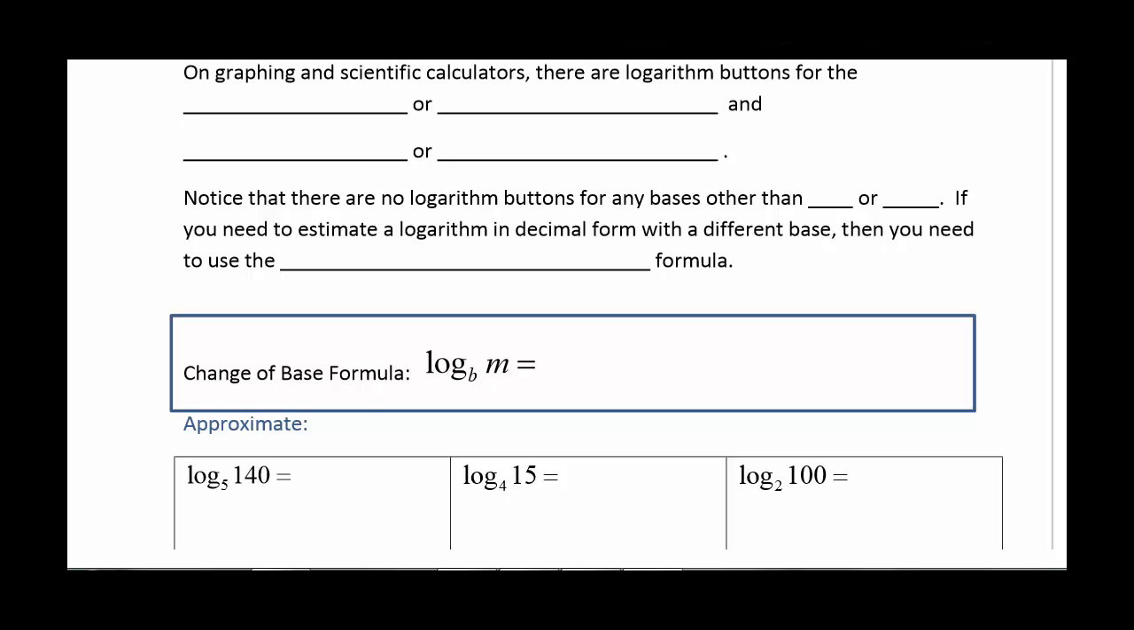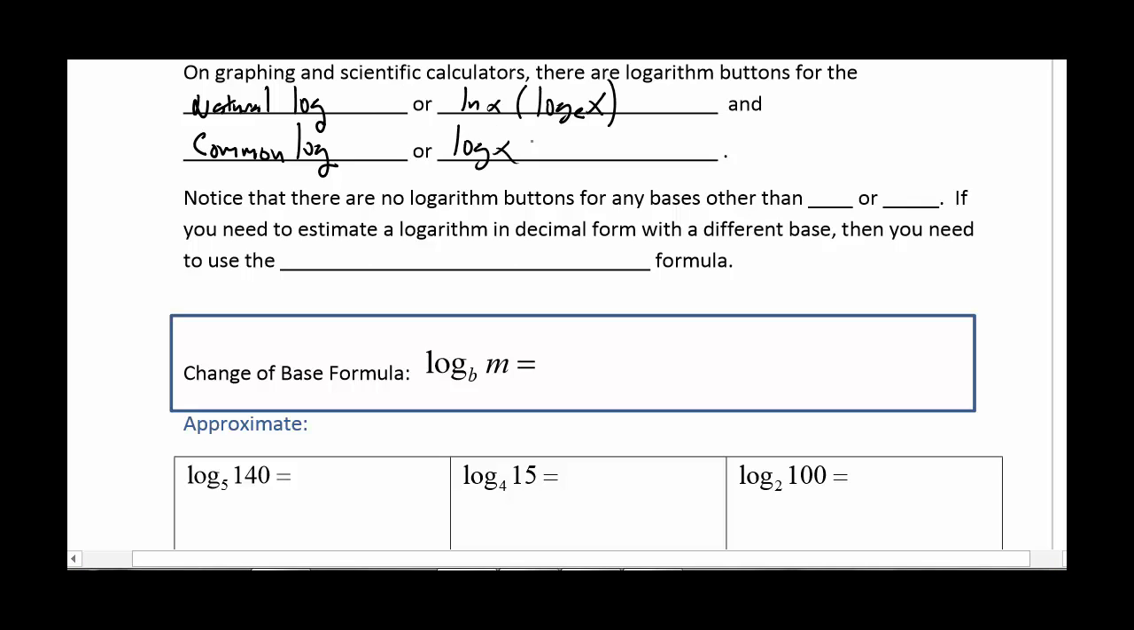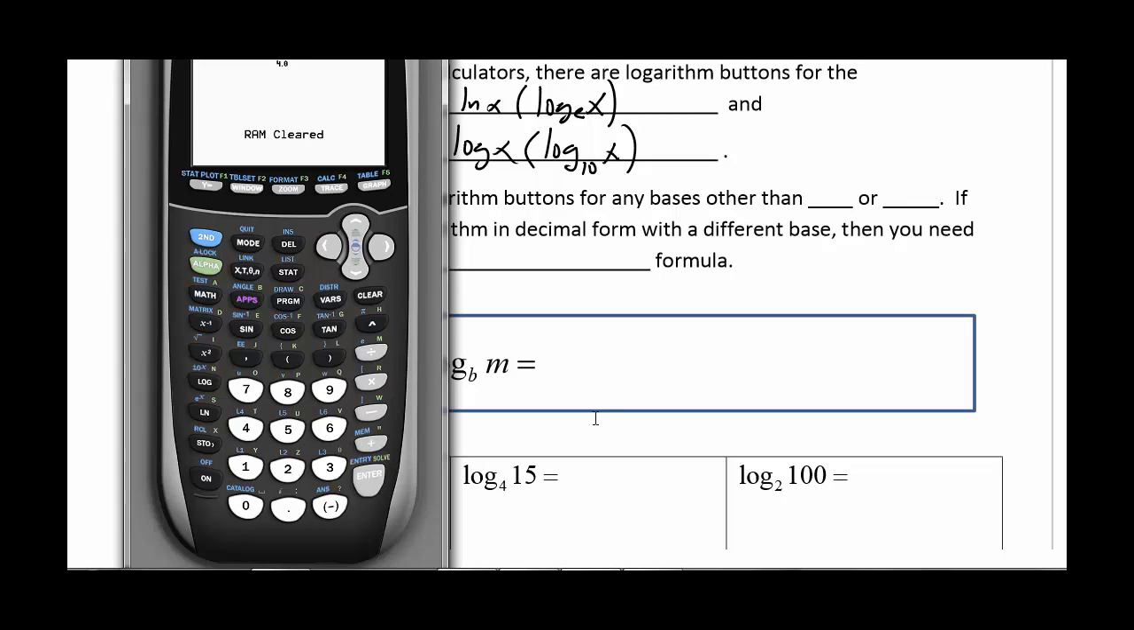On graphing and scientific calculators, there are actual logarithm buttons that allow us to do various features. We've got the natural log button, or the ln button. Remember, that's log base e of x. Or we have the common log button, or log x. Remember, that means log base 10 of x. So typically, and I'm going to pull up a TI-84.